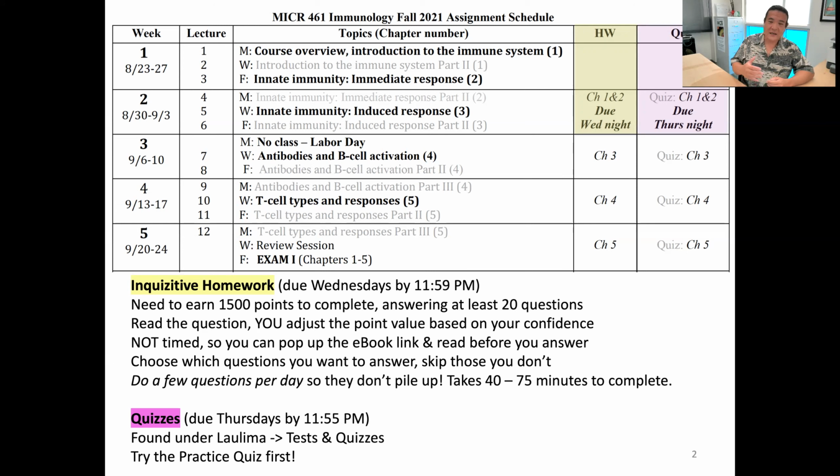It's meant to be a process of you working on it day by day, answering a few questions so they don't pile up, right? And like I said, because you don't have to do it all in one sitting, you just go ahead, do a few a day, skip around, choose the questions that you want to answer. So you feel like you're well on your way to finishing the assignment.